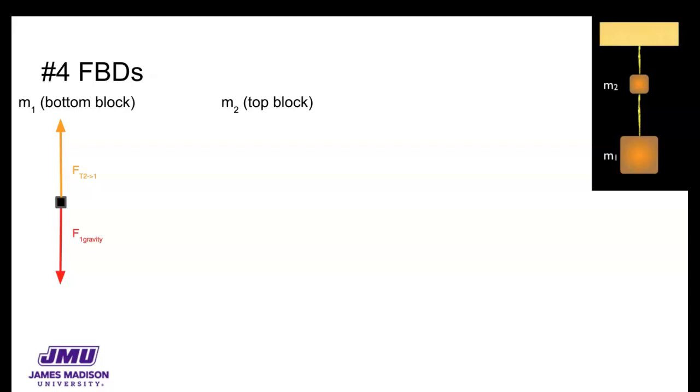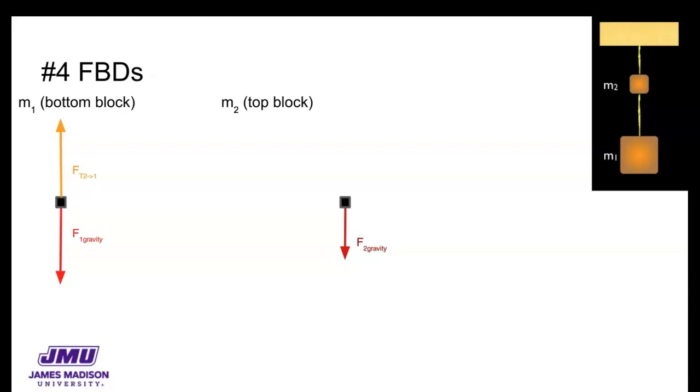Okay, let's take a look at the free body diagram for mass 2. Mass 2 has the Earth pulling down on it, and I drew that a little bit smaller and gave it a slightly different name because I don't want to accidentally mix up the force of gravity on mass 1 with the force of gravity on mass 2. They're definitely two different things.